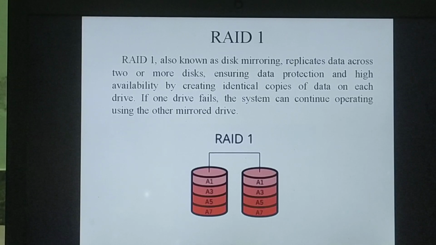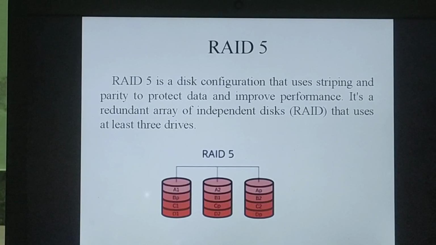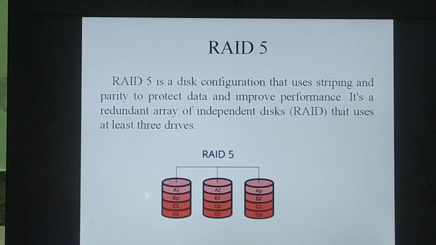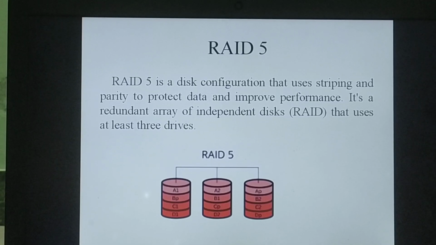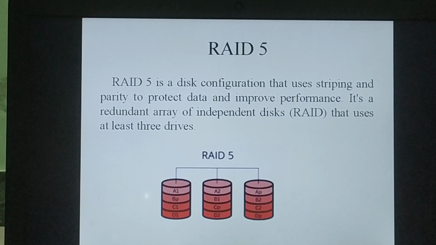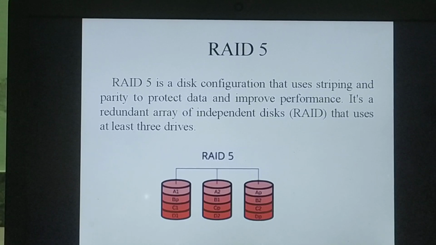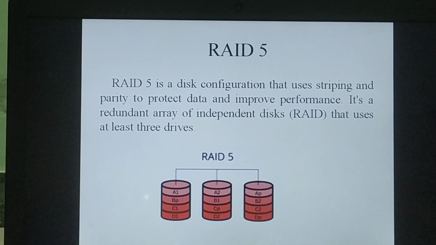Next we move on to RAID 5. RAID 5 is a disk configuration that uses striping and parity, which helps us to protect data and improve performance. It is a redundant array of independent disks which uses at least 3 drives.